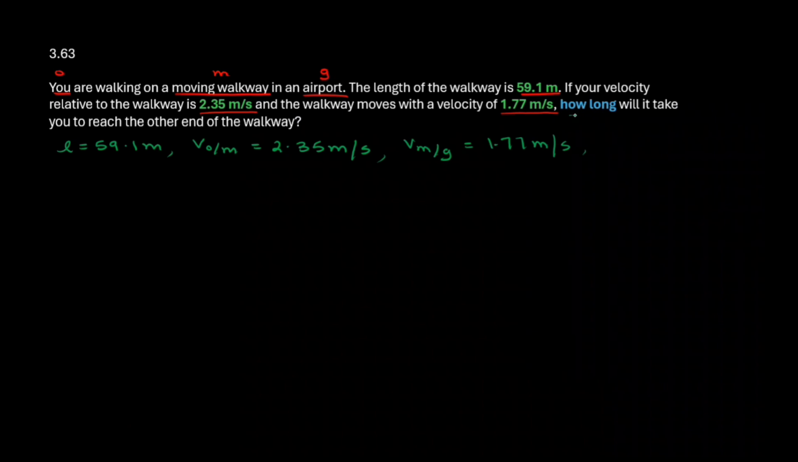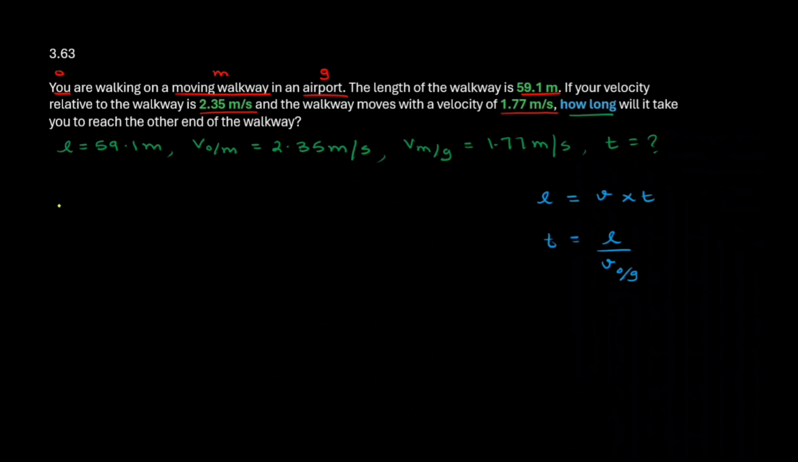We need to find how long will it take you to reach the other end. So we have to find the time t. We know from the basic relationship between speed, distance, and time that distance covered is equal to speed into time. So you can find the time t by dividing the length covered with the velocity v. And I need to find what is the velocity of object with respect to the ground, or with what relative speed you were moving with respect to the ground.